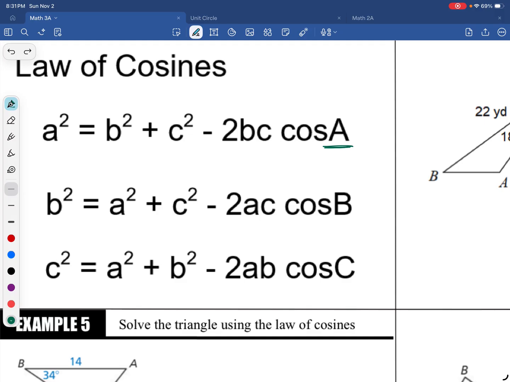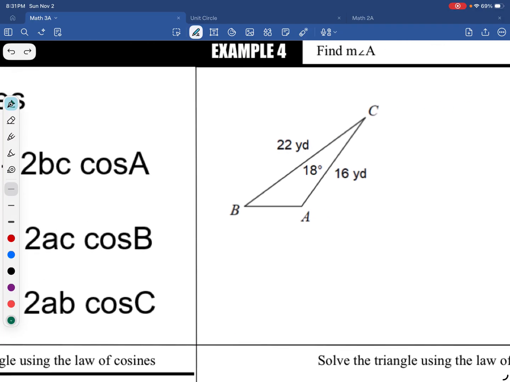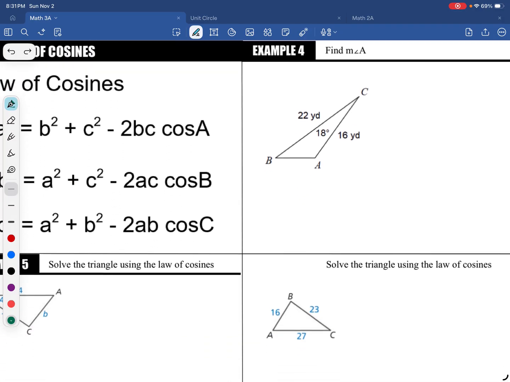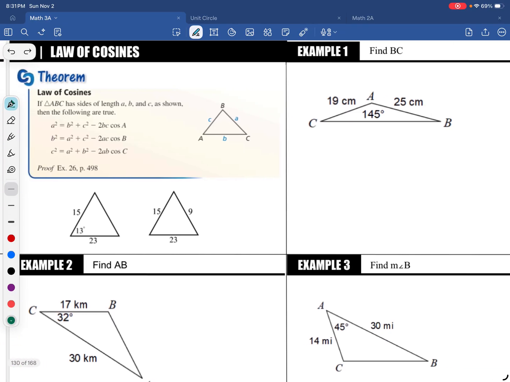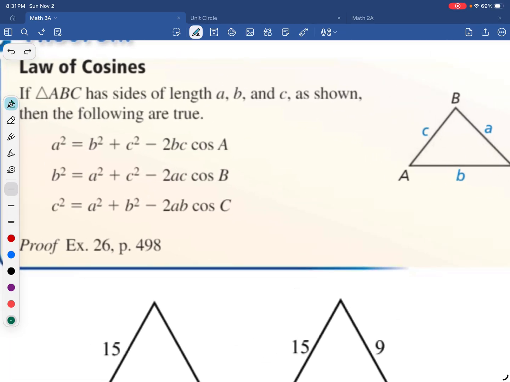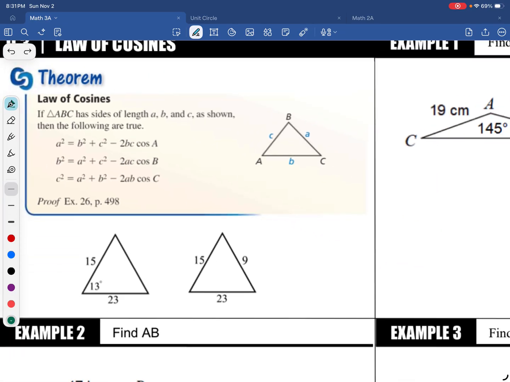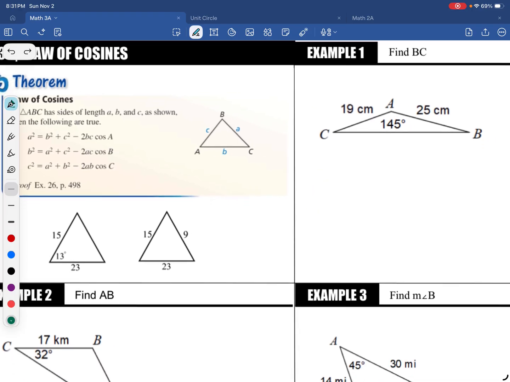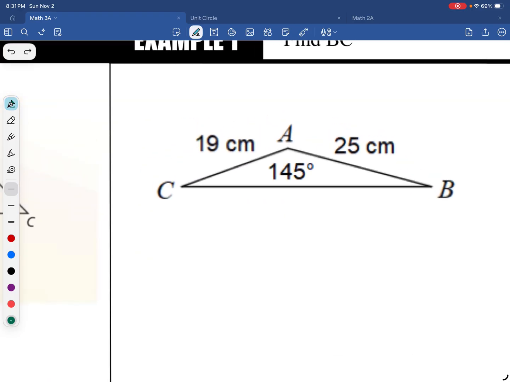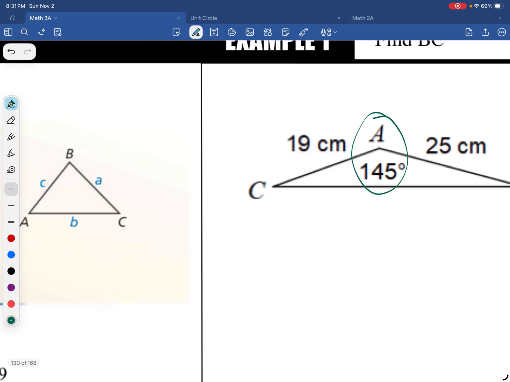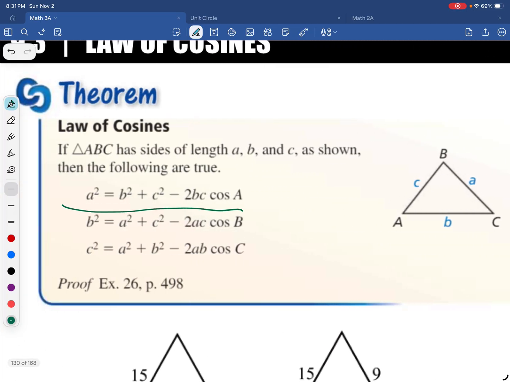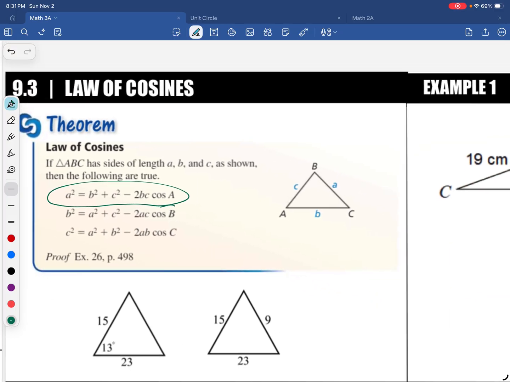So the first example that we're going to work with, oh, sorry, I'm on the wrong screen, but it's still the same concept. Here are our formulas. The first example is this one here. In here, we know the angle for A. We know the 145 for A. So that tells me that I'm going to be using this formula, the one that starts with A squared.